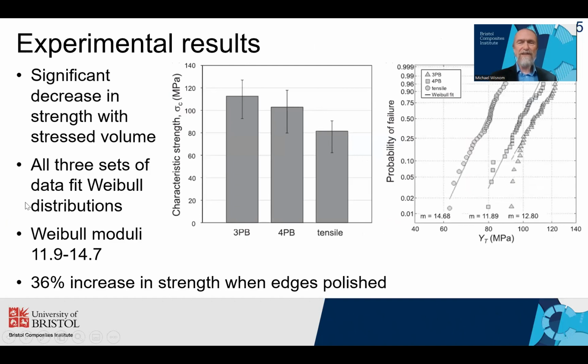All three sets of data fit the Weibull distribution. Here you see the results of the large number of specimens for each of the three types plotted on a Weibull plot, and they're pretty close to a straight line, which again suggests that these fit the Weibull model quite well. The Weibull moduli were in the range 12 to 15, which was similar to the other ones that I previously showed. It's also worth mentioning, and I don't want to dwell on it, they also looked at the effect of polishing the edges. They found a 36% increase in strength when the edges of the specimens were well polished.